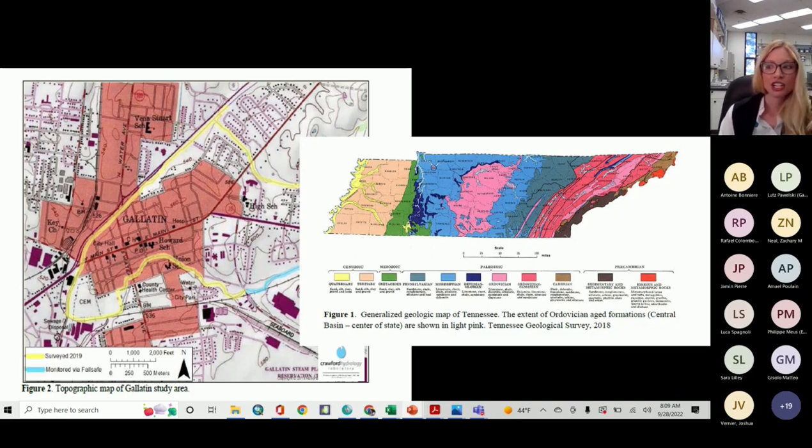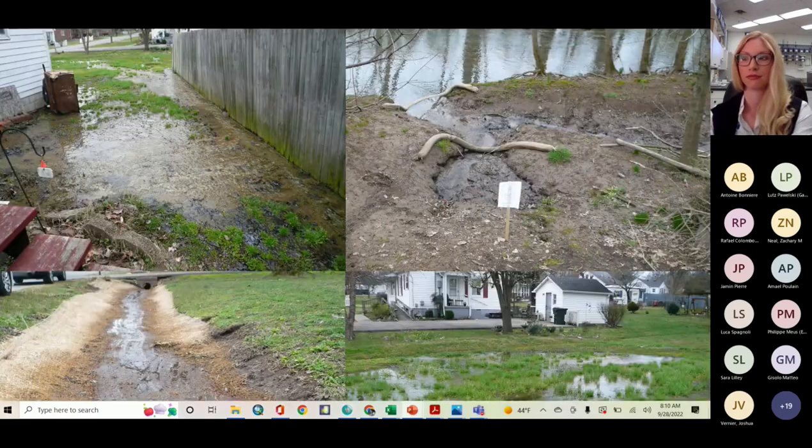In terms of the geologic setting, this was Ordovician shales and carbonates, primarily limestones, right in this region here. And so since primary permeability in these units is fairly low, groundwater movement occurs mostly along secondary solutional openings and along the bedding planes, joints, and fractures.